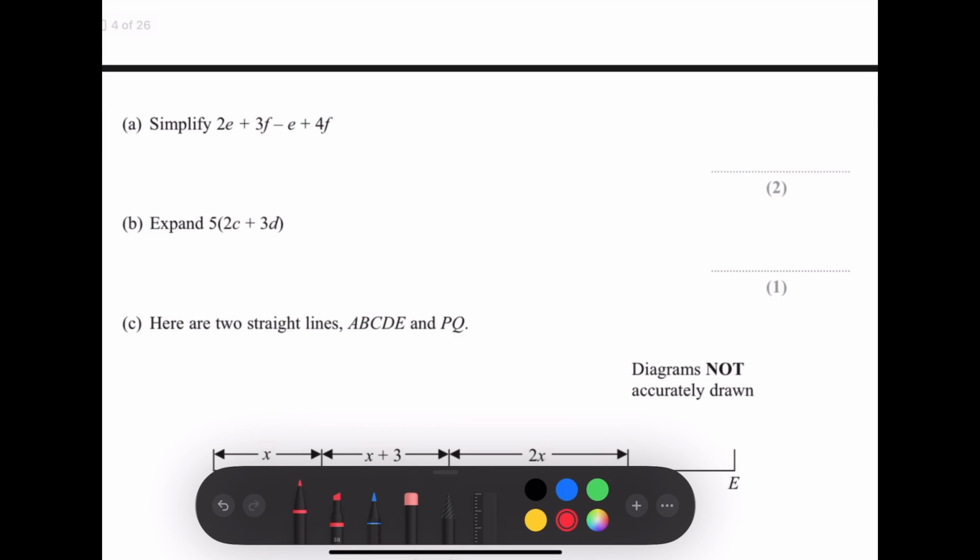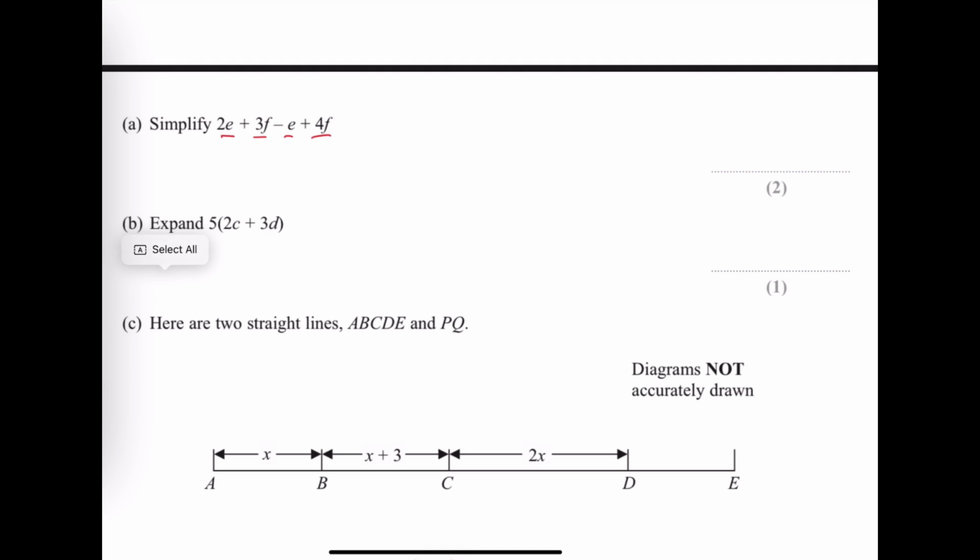So 5a, simplify 2e plus 3f minus e plus 4f. What we do is that we are going to separate each one. We need to collect like terms. So 2e and minus e will be together since they have the same letter, and we'll have plus 3f and plus 4f together.